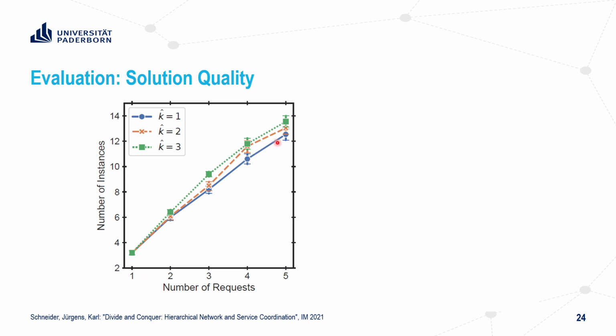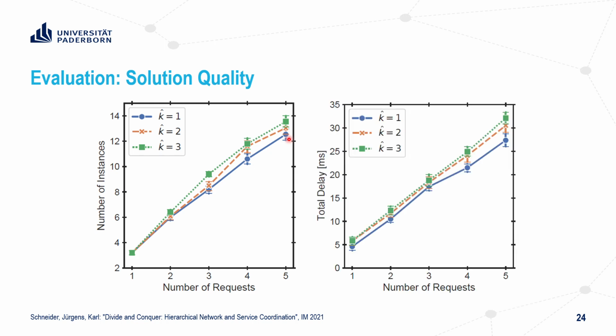That's just how it is. But as you can also see, our hierarchical approaches find solutions that are very close to optimal here. If we have more hierarchical levels, so k = 2 and then k = 3, the solution quality gets slightly worse because we have more aggregation and more hidden information with more hierarchies, but we're still very close to optimal here.